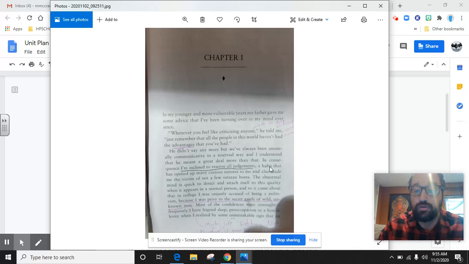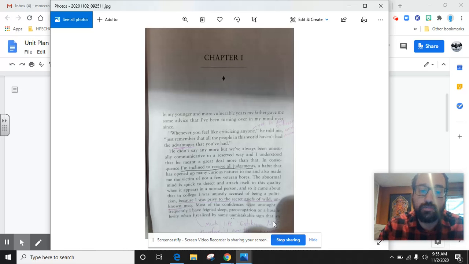This is going to be important since Nick is our narrator and has this quality to him. A lot of the other characters, like the Buchanans, like Jay Gatsby, are going to confide in Nick certain important things that we're going to need to know to understand the novel. Most of the confidences were unsought.